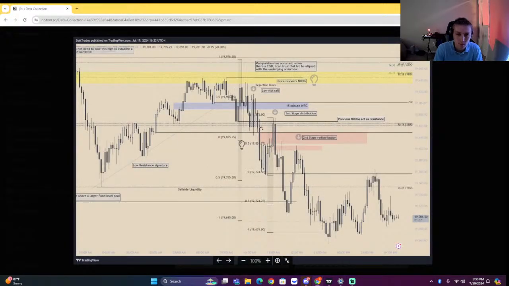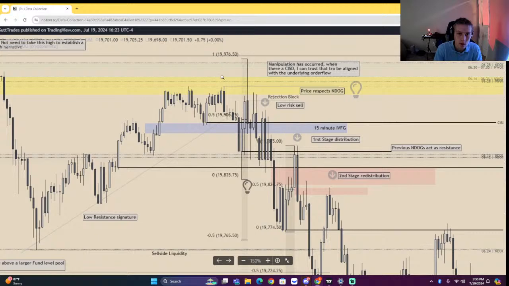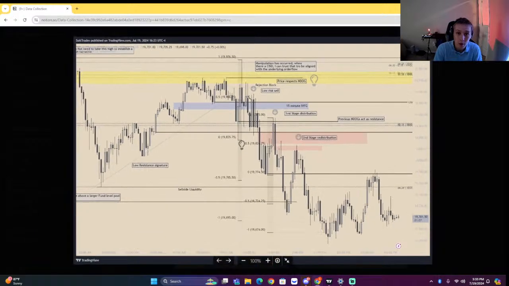So here is kind of the 5-minute annotations. I know they're kind of messy, but coming into market open, same thing. Where is the low resistance liquidity? Right here, we have low resistance, low resistance, low resistance. And then here we come and we create a high resistance signature. We have these new week opening gaps that get respected. These green boxes are new week opening gaps, and this yellow one is the current new day opening gap. So that's how I have these. And then we end up having displacement lower, first stage of distribution, second stage of redistribution right there.